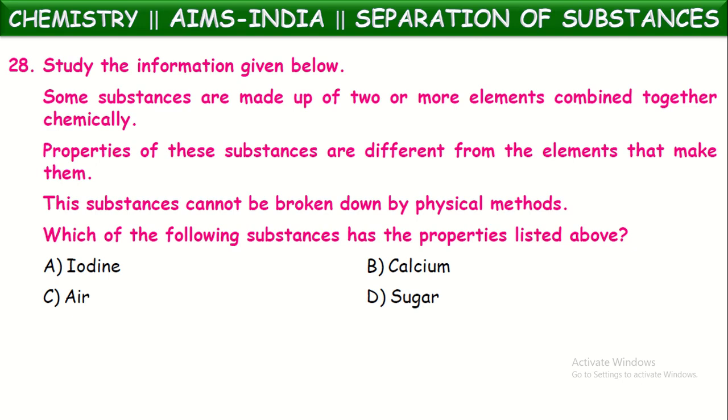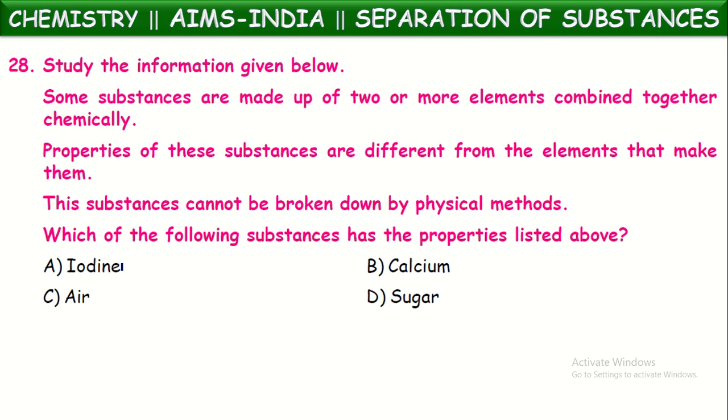Some substances are made up of two or more elements combined chemically. Properties of these substances are different from the elements that make them. These substances cannot be broken down by physical methods. If you observe, these are all the properties of compounds, isn't it? They are telling that elements are combined together. This happens only in the formation of compounds. Now, out of the four substances given, which is a compound?